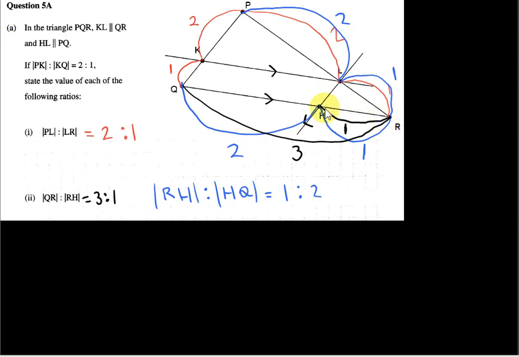So we could take RH as our basic unit. That means the distance of R to Q will be 3 of those units. Be 3 times RH. We know that because the distance from here to here is 2 times RH. So we add 2 RH onto 1 RH, that gives us 3 RH.